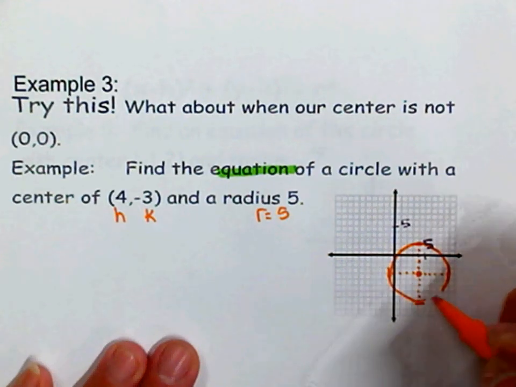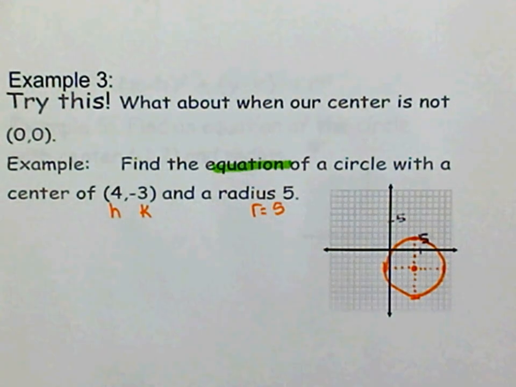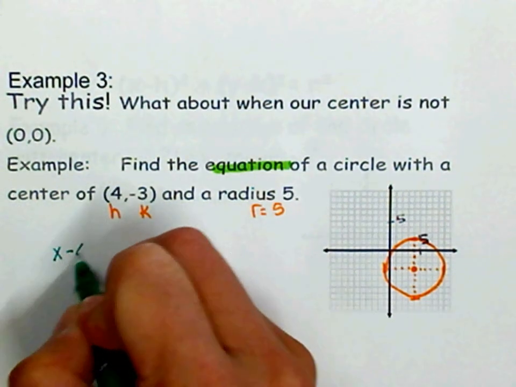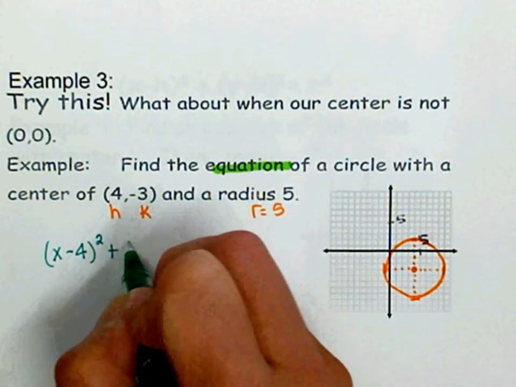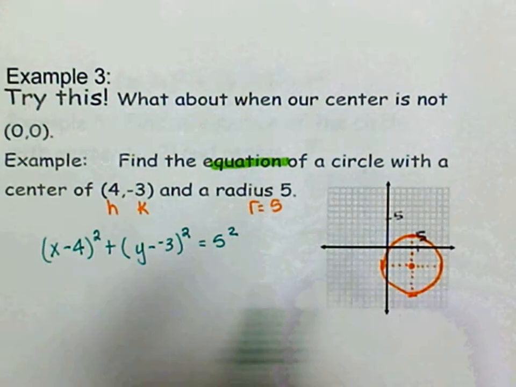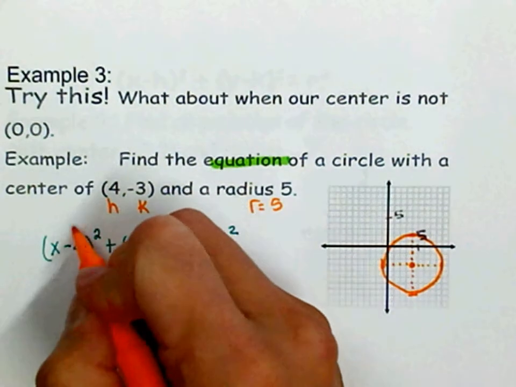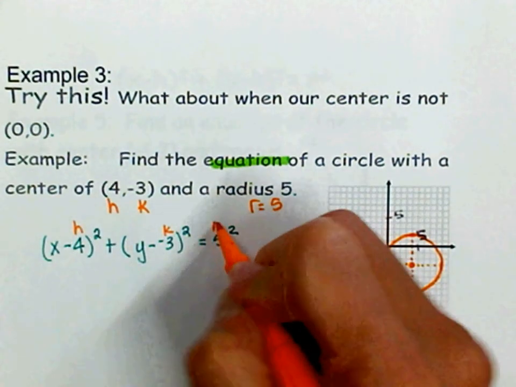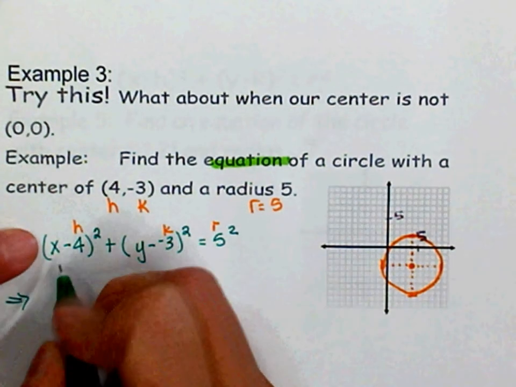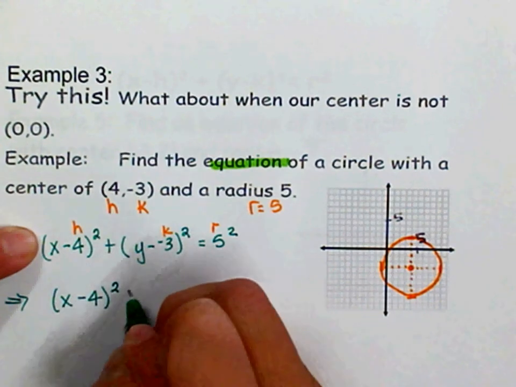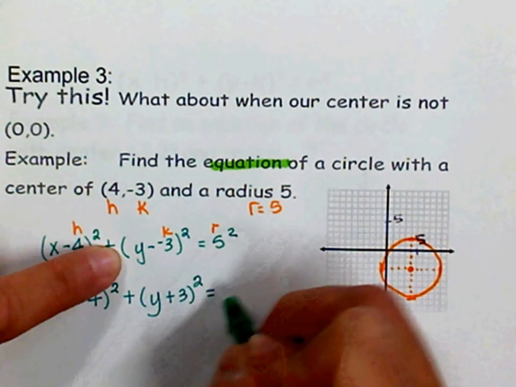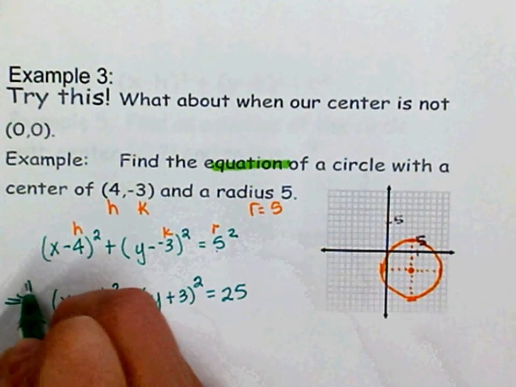Now let's write our equation. You guys ready? X minus h squared plus y minus negative 3 squared is equal to 5 squared. Notice how I just plug in my h and my k and your r. Now let's rewrite it to make it look pretty. Nothing there, so x minus 4 squared plus y, what's a negative? Negative becomes a positive, and 5 squared is 25. And there you have an equation of a circle. Not too bad, huh?